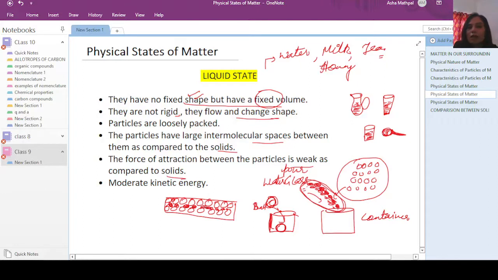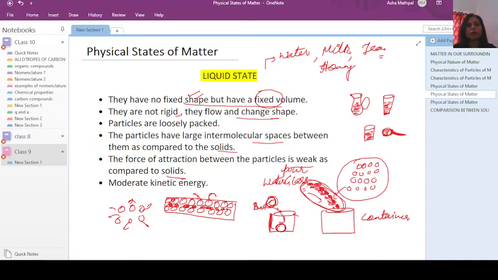Now if the force of attraction is weak, so the particles can move. They can move a little bit here and there. The particles can move a little bit in case of the liquid, here and there, as compared to the solid state particles. Why? Because they have got more spaces and the intermolecular force of attraction is also weak, right? So in this way we see that they can move, but the space between the particles always remains fixed.